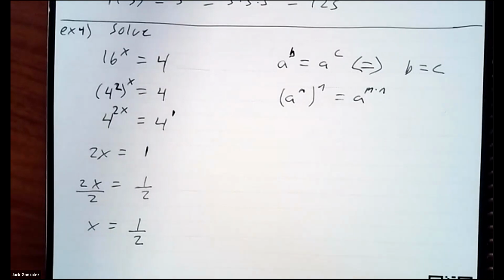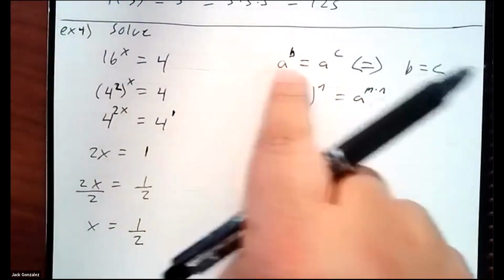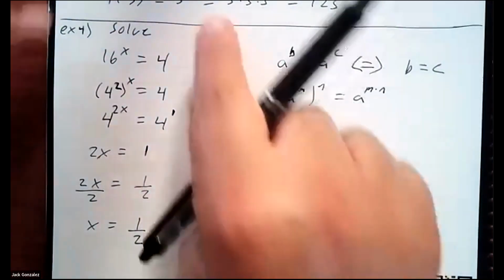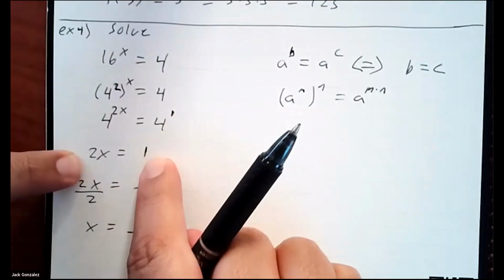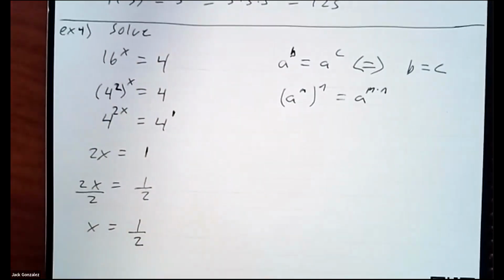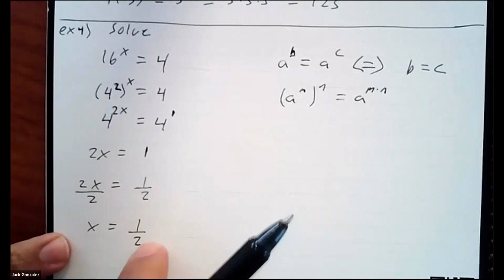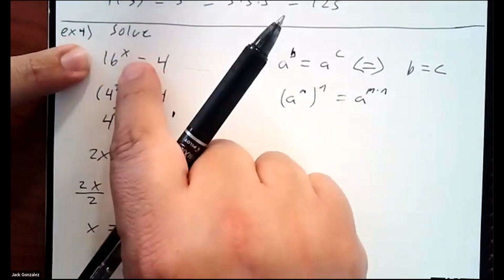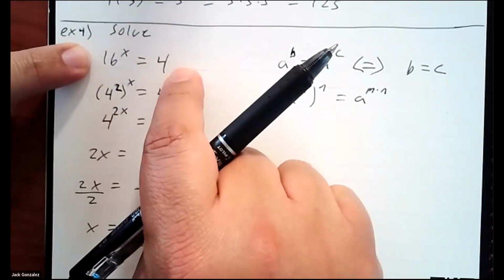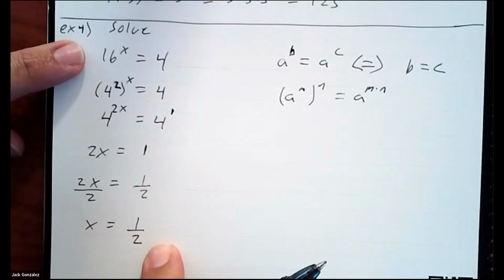That makes sense. The procedure: just match the bases if you can. So this was a 4, so change them to 4s. Set the powers equal to each other, solve for x. What is a 1/2 power? That's the same as a square root, right? So it makes sense that if I square root 16, I get a 4. So it should be a 1/2 power.